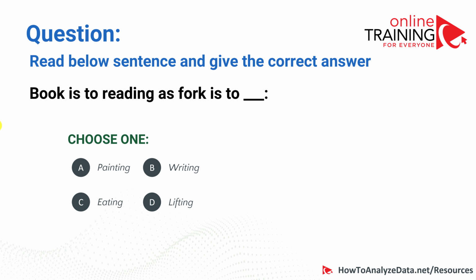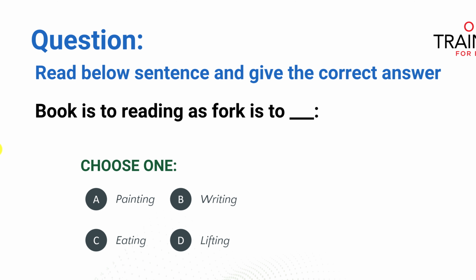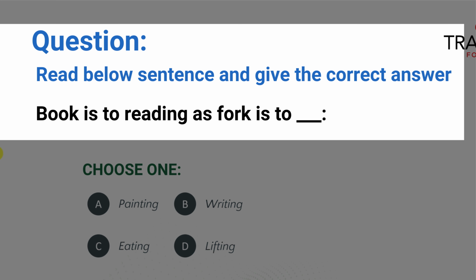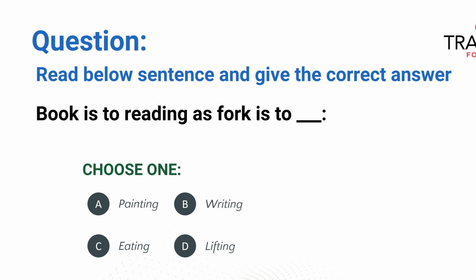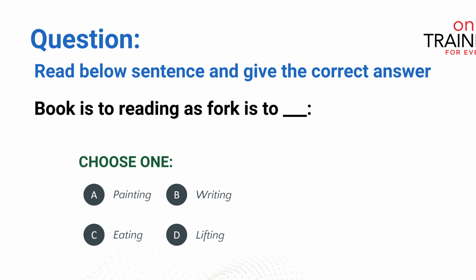Now let's look at the reasoning question where you need to complete the sentence. Read the sentence below and give the correct answer. Book is to reading as fork is to, and then you need to pick one of the four choices: painting, writing, eating, and lifting. So what do you think is the right choice? I think it's pretty obvious here, but let's look at the right answer.